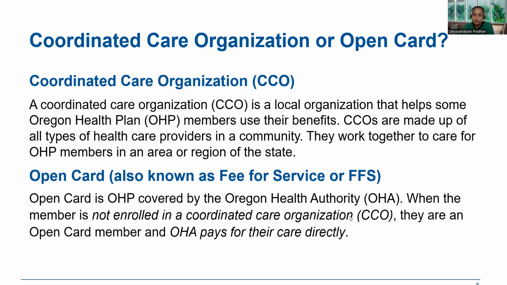So when we have Oregon Health Plan coverage, how do we get these services? These services are provided either through coordinated care organizations, that is CCOs, or through open card services. A coordinated care organization is a local organization that helps some Oregon Health Plan members use their benefits. These CCOs are made of all types of healthcare providers in any community. They work together to care for OHP members in a certain area or region of the state, so they might be limited to that area and region.